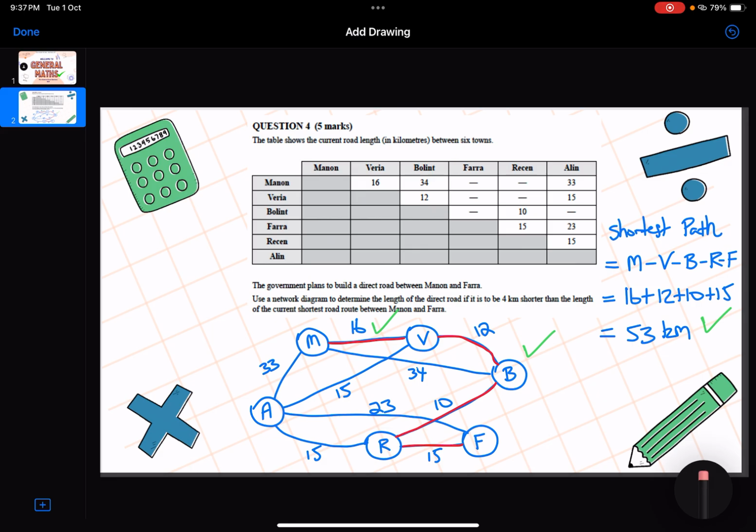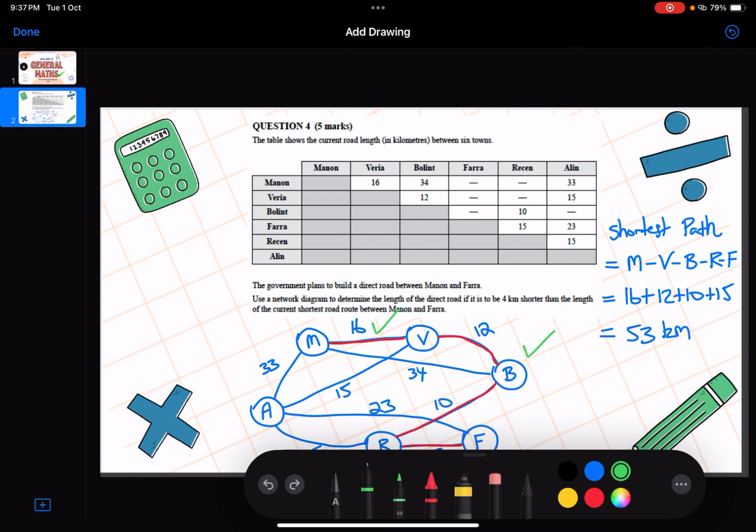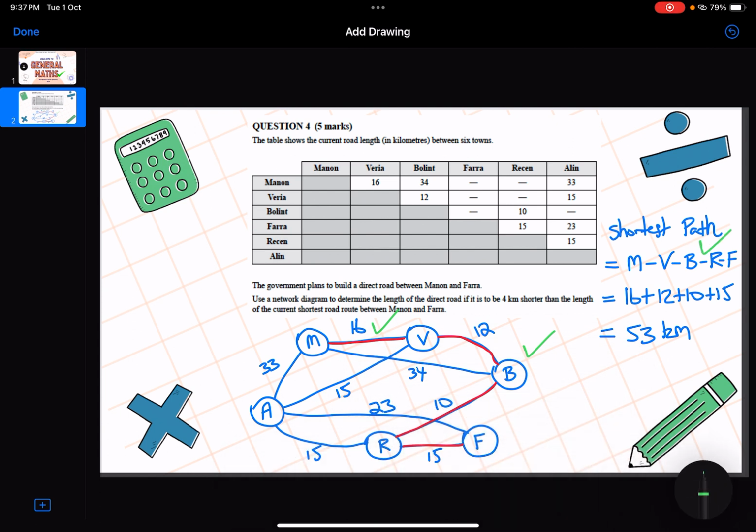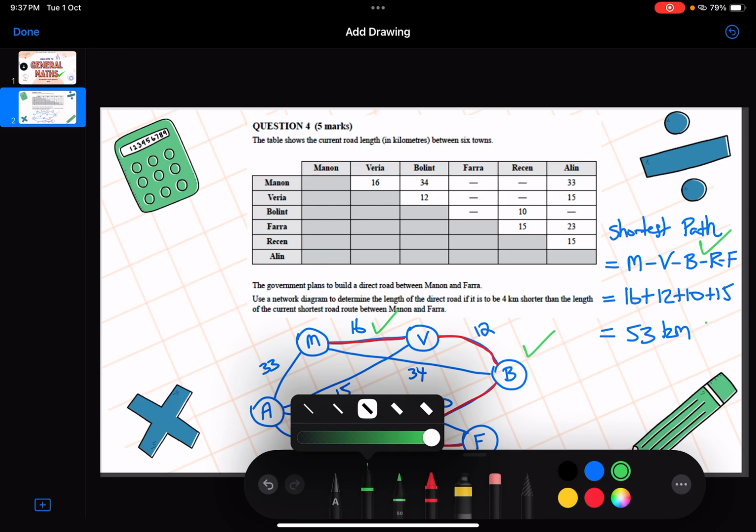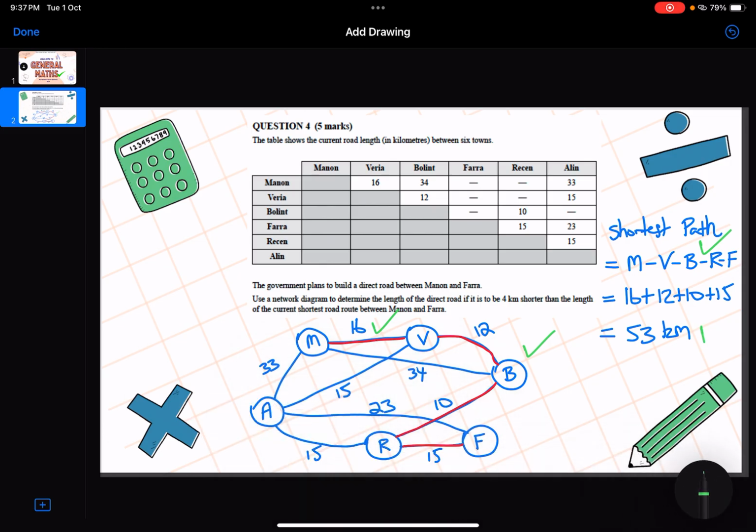Identifying the shortest path, which was MVBRF, is 1 mark. And then our length of 53 kilometres was also a mark. So far we've got 4 out of 5 marks.